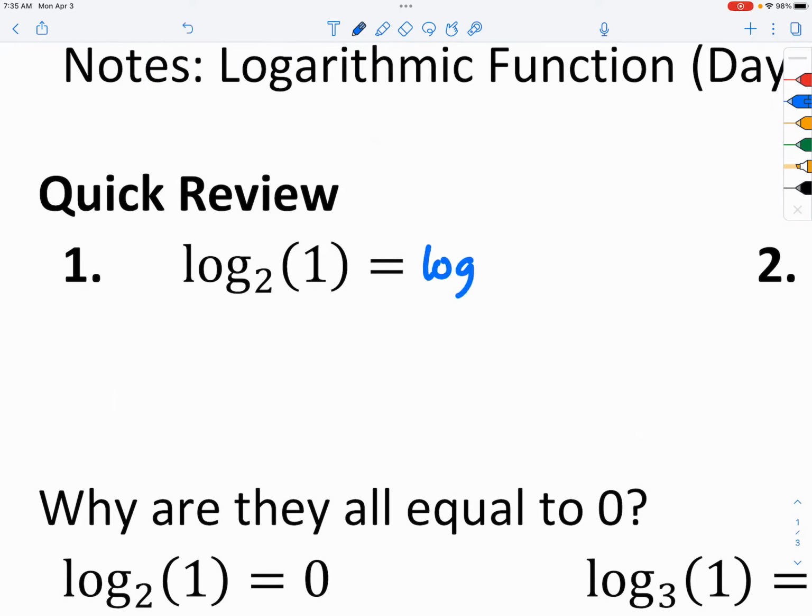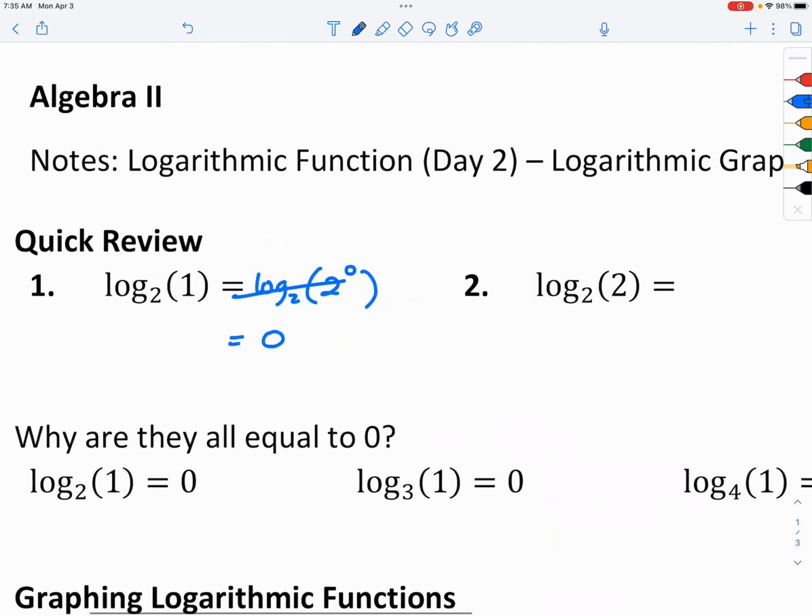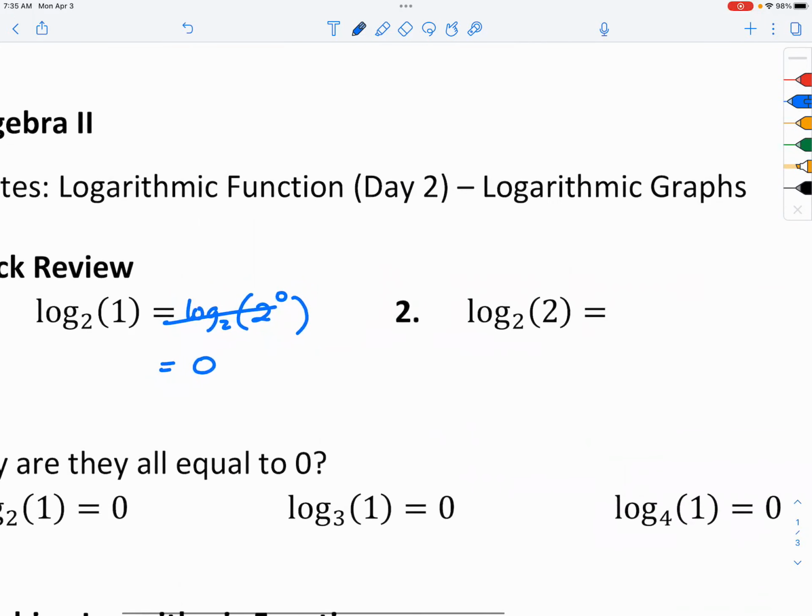we look at the number one differently, and how should we look at number one in this case? To the power of 0, so that we can cancel them out, and therefore the answer will be 0. All right, log base 2 of 2, so it's 2 to the power of 1, so therefore the answer is simply 1.